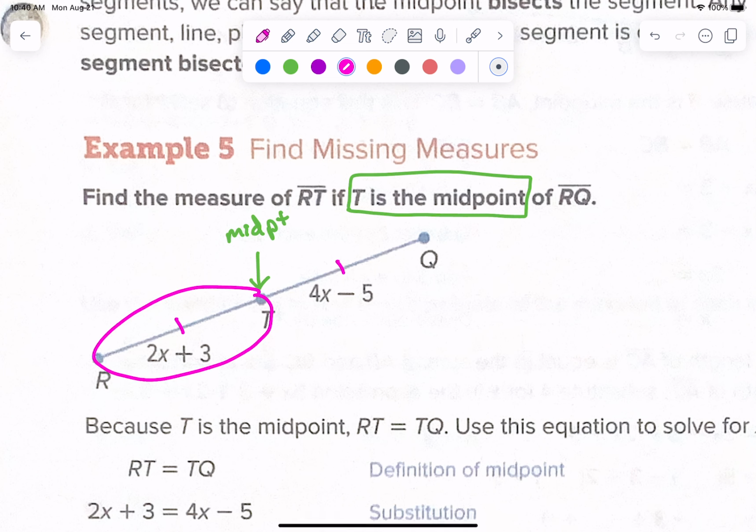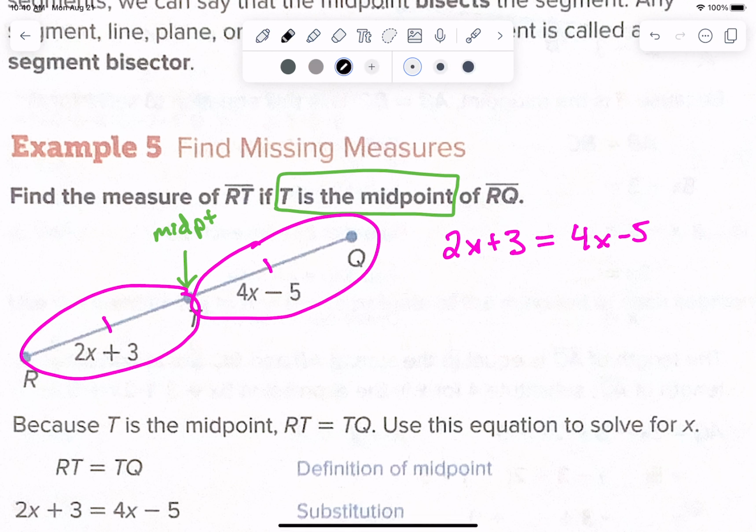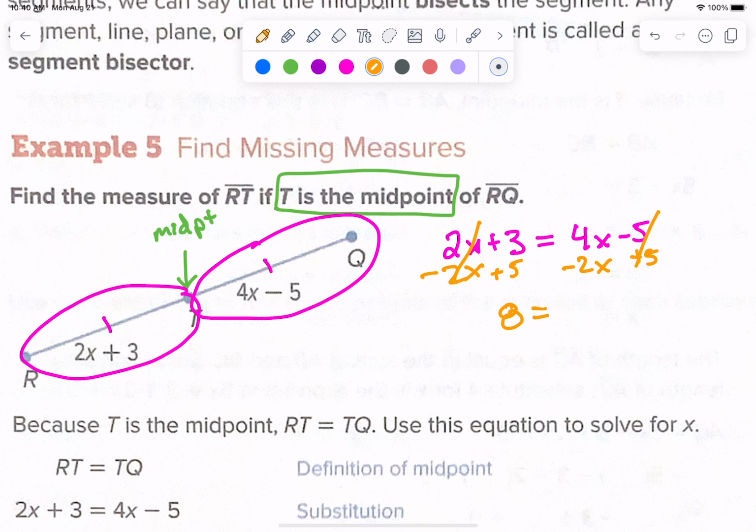So this left piece is 2x plus 3, the right piece is 4x minus 5. What can I do? Set them equal. They're both the same, right? Set them equal. 2x plus 3 is equal to 4x minus 5. All right, then what shall we do? Subtract the 2x and add the 5. Can I do that at the same time? If you need to do it as two separate pieces, go for it. So I've got 8 on the left and 2x on the right. Yep, let's divide by 2. So x is 4.